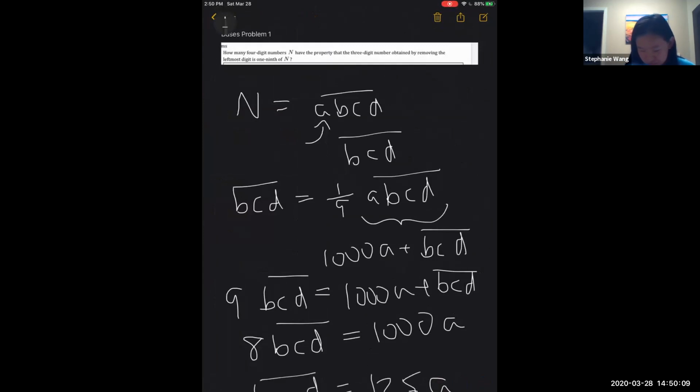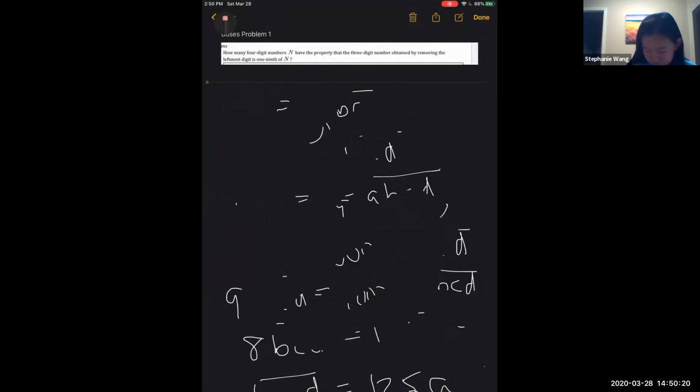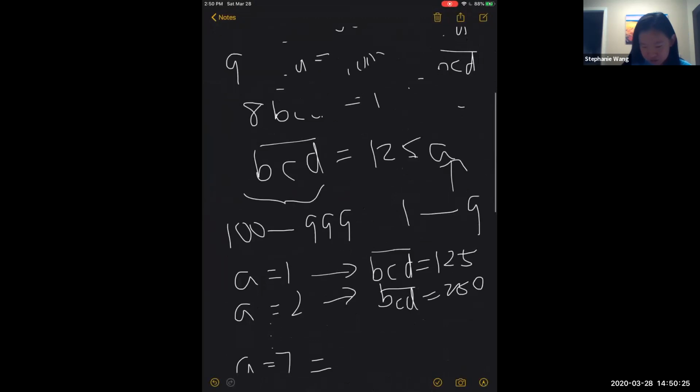So how many 4-digit numbers n have the property? You know what? Hold on. Okay, I'm pretty sure you guys know the question already. So basically, all you do is just have a 4-digit number. You take away the first digit, and then the remaining 3-digit number is 1/9 of the original 4-digit number.